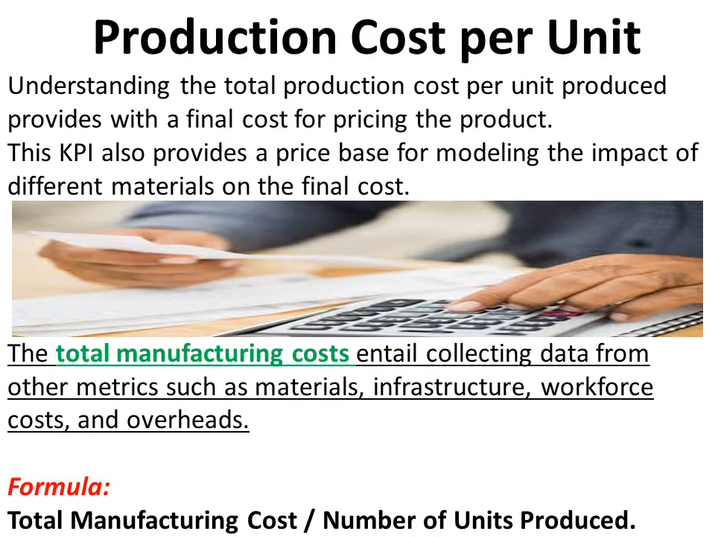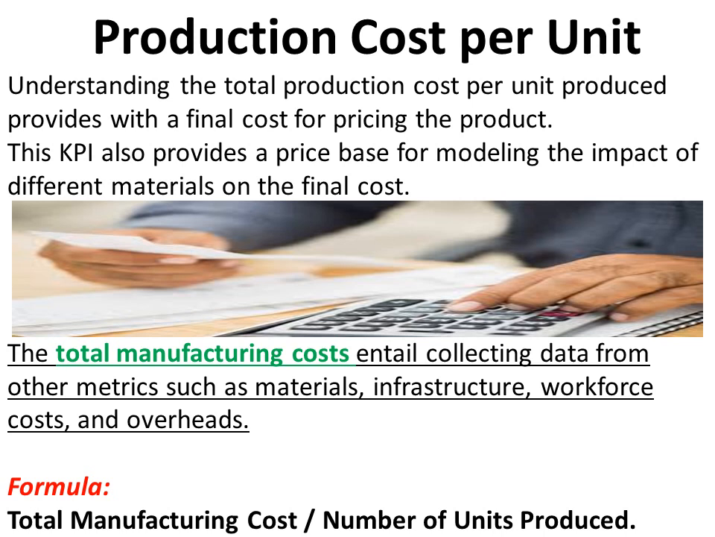Another important KPI in production is the production cost per unit. It is very important that production managers look at this KPI often. Understanding the total production cost per unit produced provides the final cost for pricing the product. So it's very important that we know the exact cost per unit, so we can price it competitively in the market.